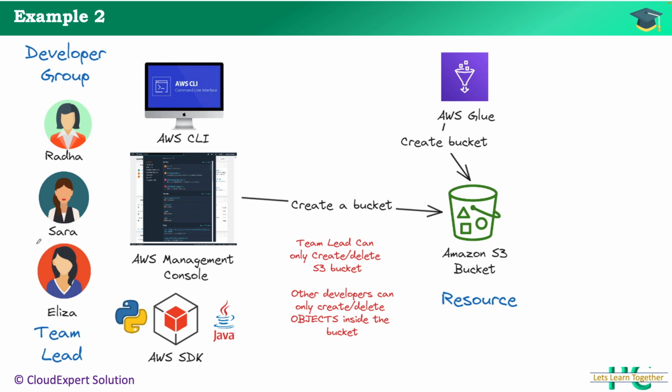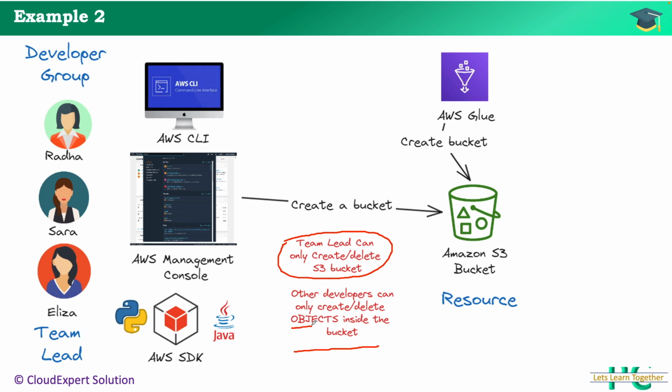better. We saw in the developer group, there are three associates, Radha, Sara and Eliza. Now let's assume Eliza is team lead and there is a requirement that only the team lead can create or delete an S3 bucket. Whereas developers should not have access to create or delete an S3 bucket. They can only create or delete objects. Or else if everyone has access to create and delete buckets, it may create a catastrophe. That is why every IT project will have that kind of segregation of roles.